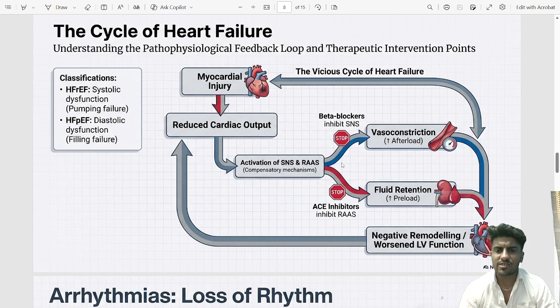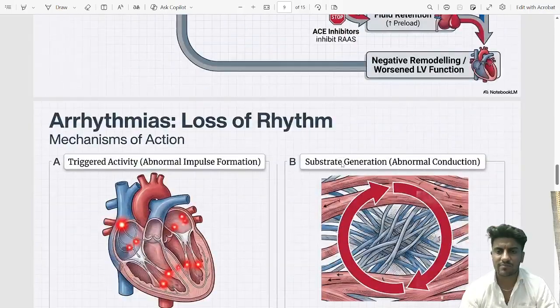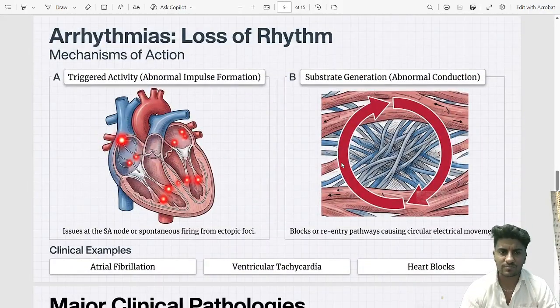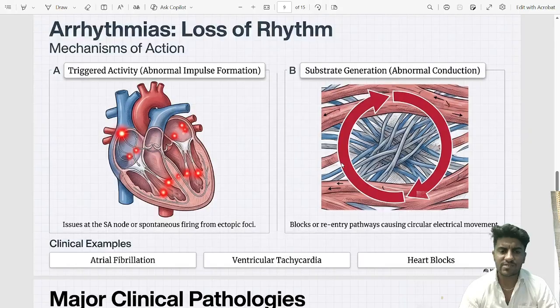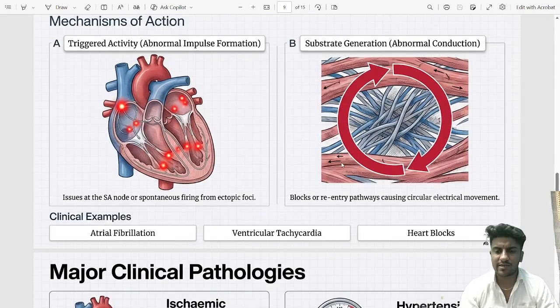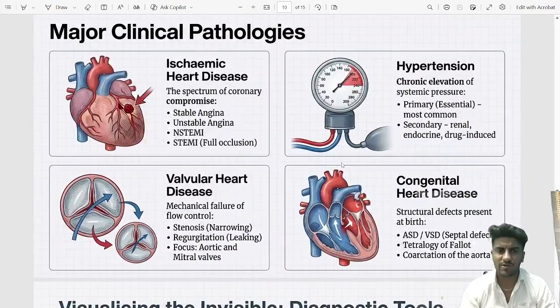So, heart failure is mostly because of increased afterload or increased preload, causing negative remodeling of the heart, and that is why that's a major cause of cardiovascular failure or cardiovascular collapse. Arrhythmia is because of sudden ectopic foci firing of impulses, triggered activity, or circus re-entry, that is, a block or re-entry of the pathway causing electrical movements.